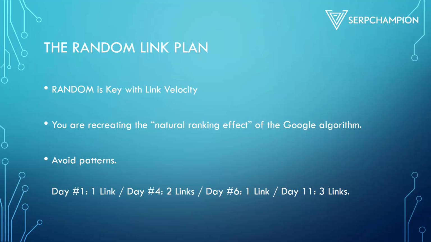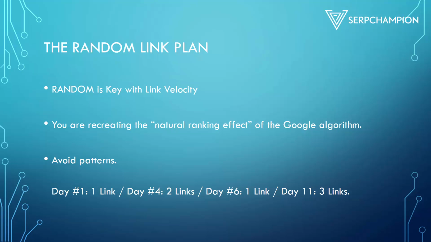Now, here's the thing with link velocity. Random is key with link velocity. Now, what do I mean by random? Well, you are basically recreating the natural effect of the Google algorithm. So that means you need to avoid patterns like linking once a day or twice a day or 10 times a week or maybe even 100 times a month. Some people do this 50 times a month. There's the same pattern coming and going, and when you do that, you're going to be in trouble with your link building. So random is key.